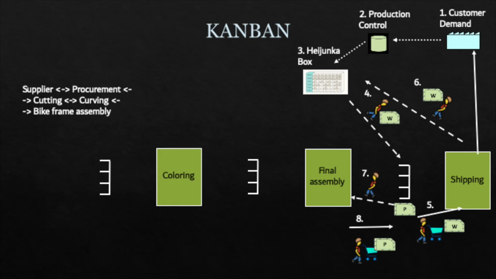In step 7, the milk runner takes the production Kanban, which was removed from the bike at the beginning of step 5, and brings it to the final assembly process. This production Kanban now tells the final assembly that they are supposed to assemble another bike.